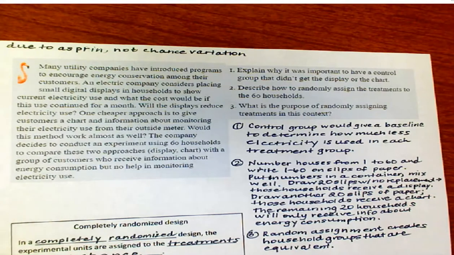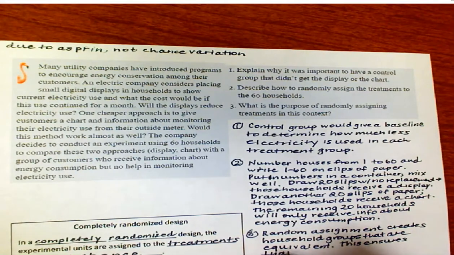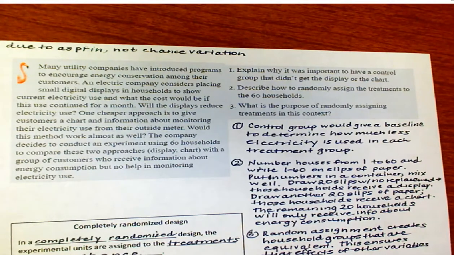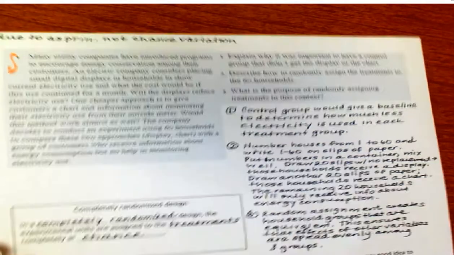This ensures that the effects of other variables are spread evenly among the 3 groups. So any other outside variables would be in every group, evenly among the 3 groups. Okay?